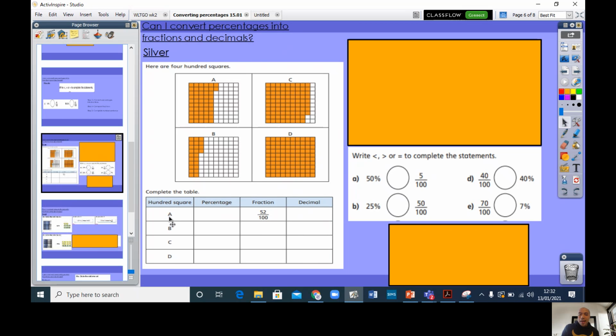We're looking at 100 square A. What is the percentage? Remember, it's out of 100. And then can you convert this into a decimal? Then you do the same for B, C, and D. And over here, very similar questions to what we did in the We Do. So you need to make the statement correct. Pause the video, have a go at these questions, and when you return, I will reveal the answers.